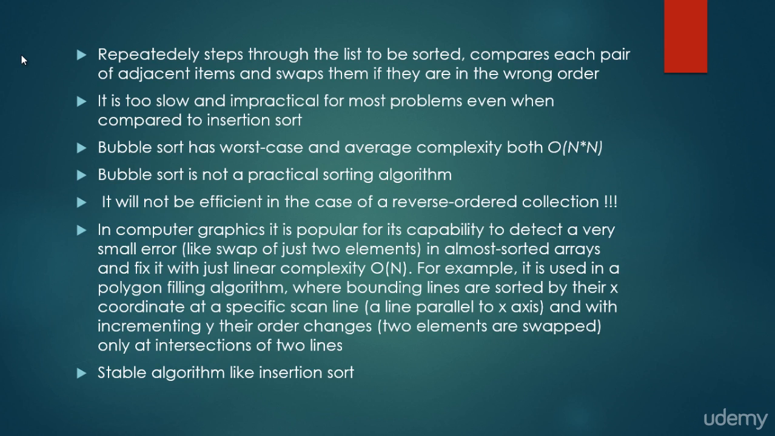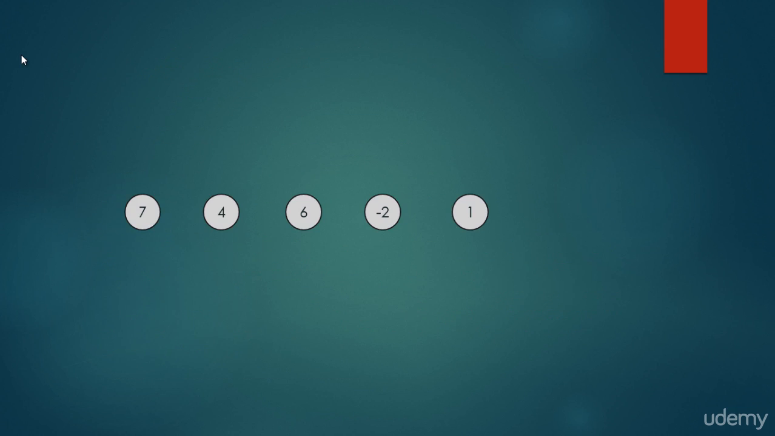And it's a stable algorithm like insertion sort, which means that if we have two elements that are in the right place, then the algorithm is not going to change the index of these elements, so they are going to remain in the same position. Okay, so let me illustrate how it works.